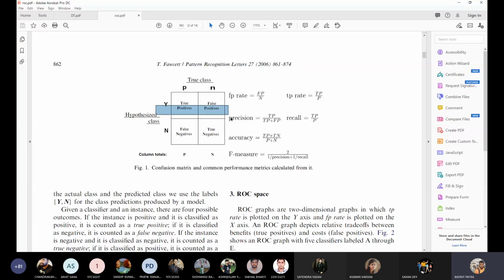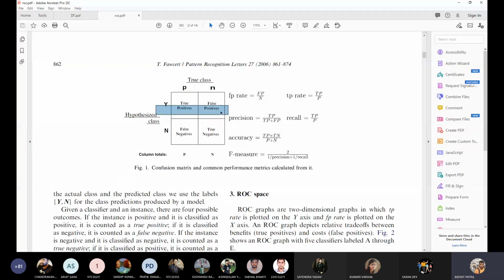Okay, so that is precision. Precision, you remember, always goes in the first row. Please don't mix it up. This is the predicted class. If it is the predicted class row-wise, then the precision is true positive divided by true positive plus false positive. That means true positive divided by the total predicted as positive class. So that gives you the precision.